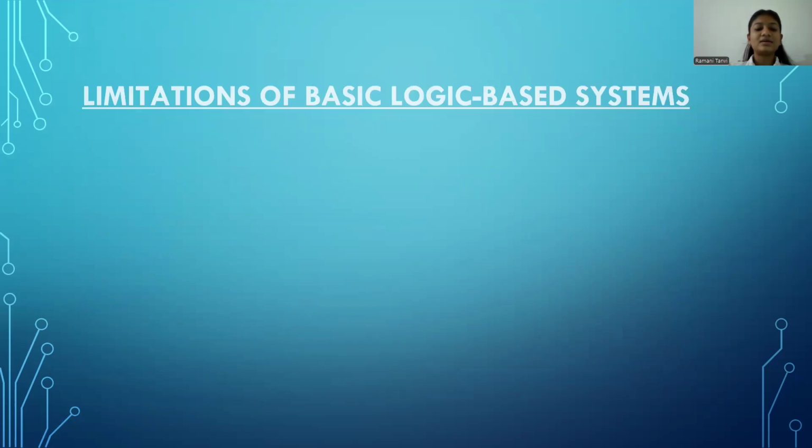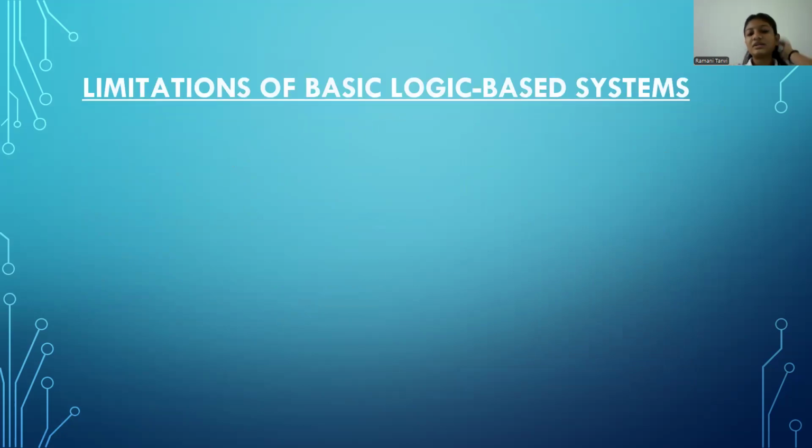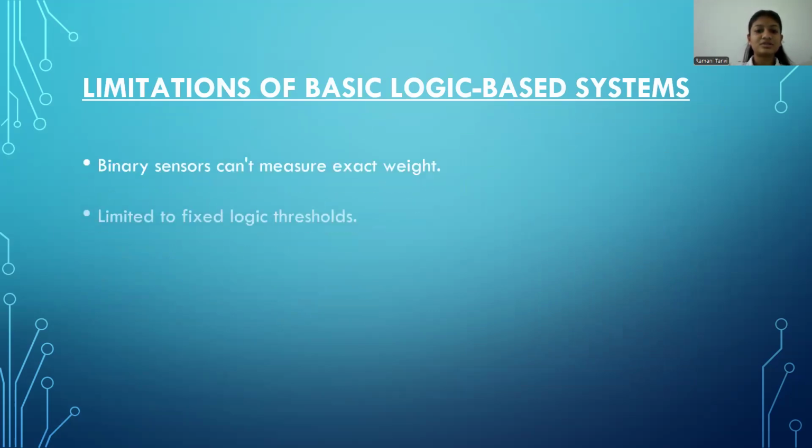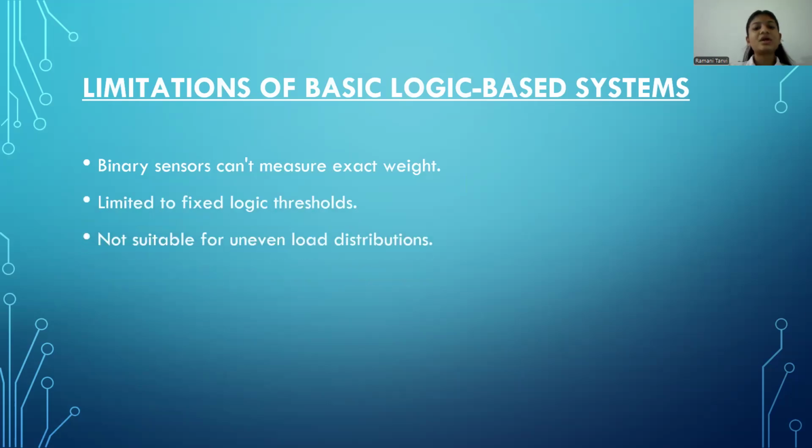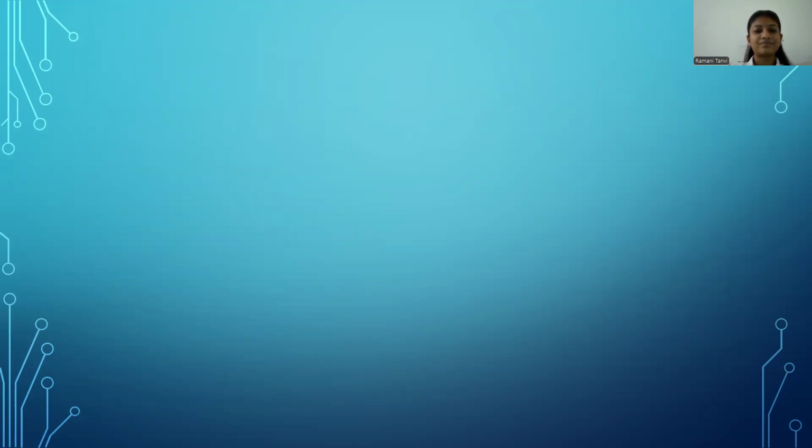Limitations of the basic logic system. Okay, there are some downsides to our system. It works with binary output, just 0 and 1, so it does not measure exact weight. Also, it may not detect if one person is carrying a heavy load or if the weight is unevenly spread.